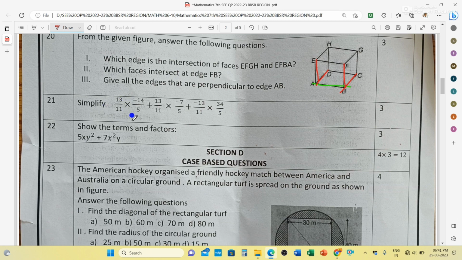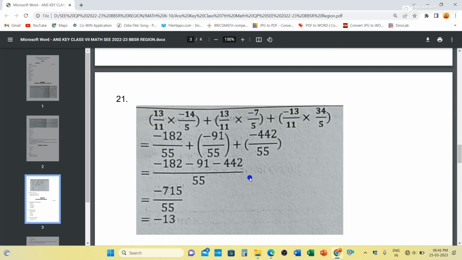Simplify 13 by 11 multiplied by minus 14 by 5 plus 13 by 11 multiplied by minus 7 by 5 plus minus 13 by 11 multiplied by 34 by 5. So here first you know the BODMAS rule. First you have to do multiplication, then you will go for addition. So 13 by 11 multiplied by minus 14 by 5 will give minus 182 by 55. Again, 13 multiplied by minus 7 equals minus 91, and 11 multiplied by 5 equals 55. Minus 13 multiplied by 34 equals minus 442 by 55.